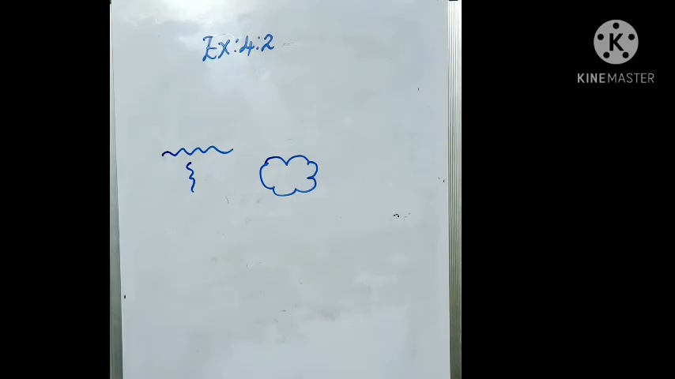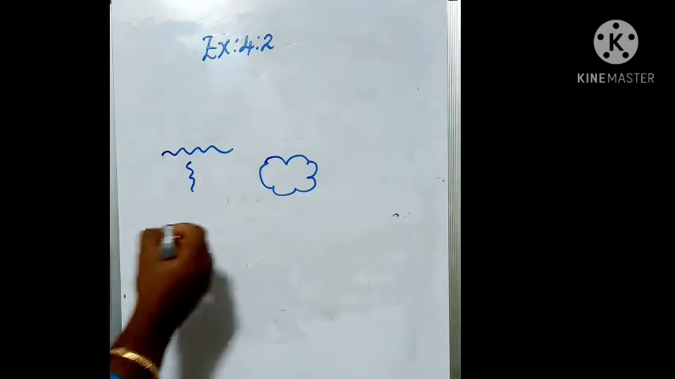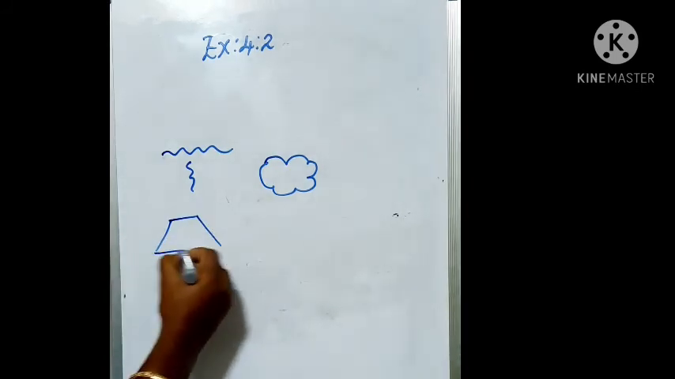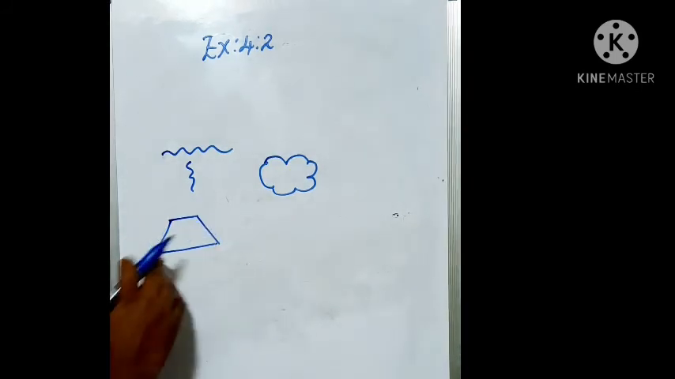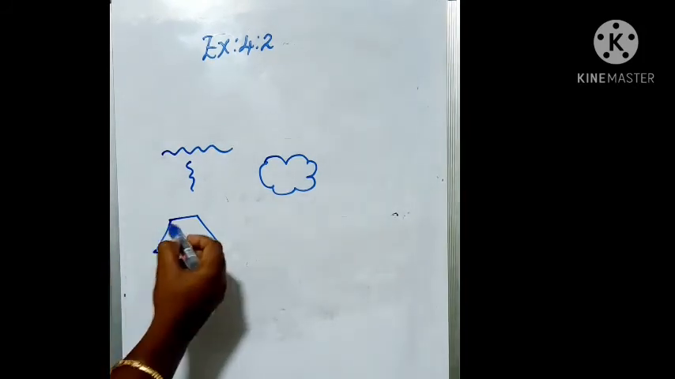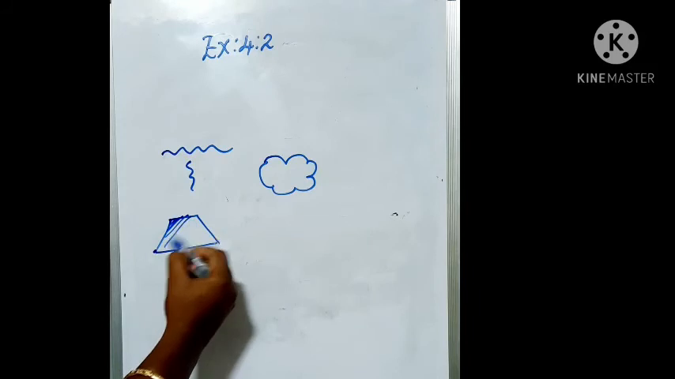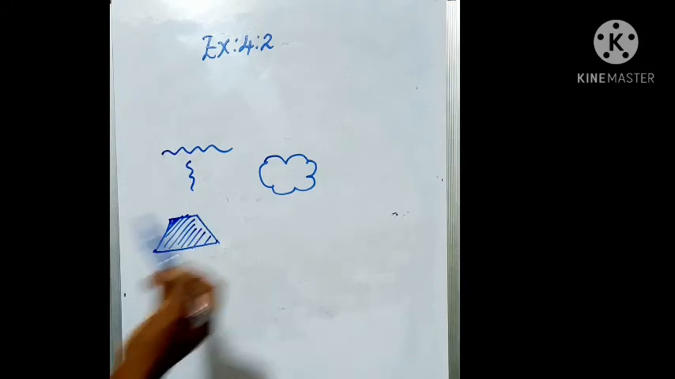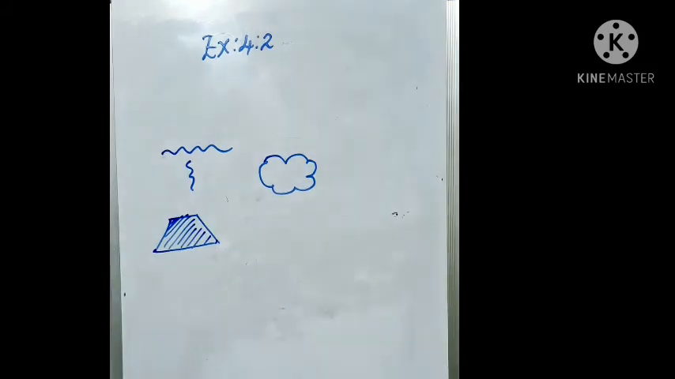Okay. Next, draw any polygon and shade its interior. So you can draw any polygon, any shape you can draw. A three-sided figure also you can draw. That's not a problem. And you can shade, you can color it by any of your designs. Okay. Fine. Next, go for the fourth one.